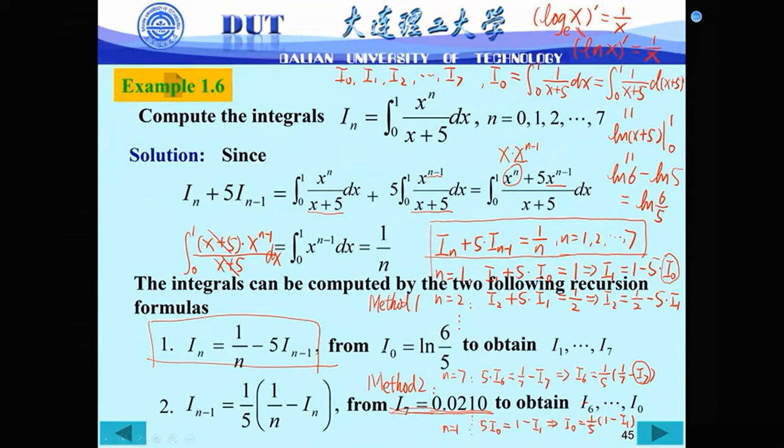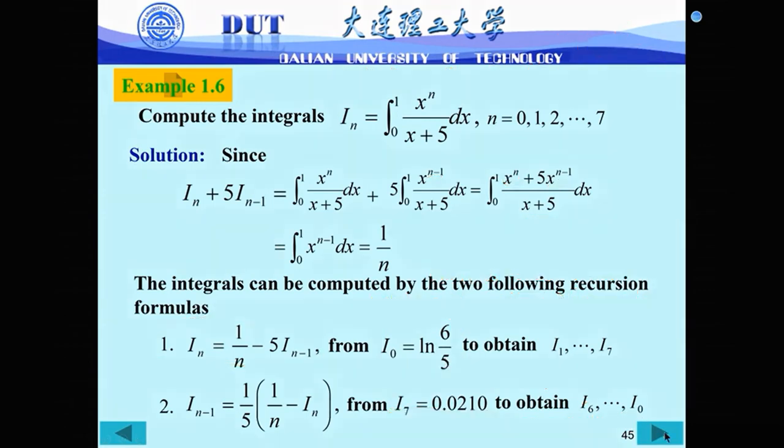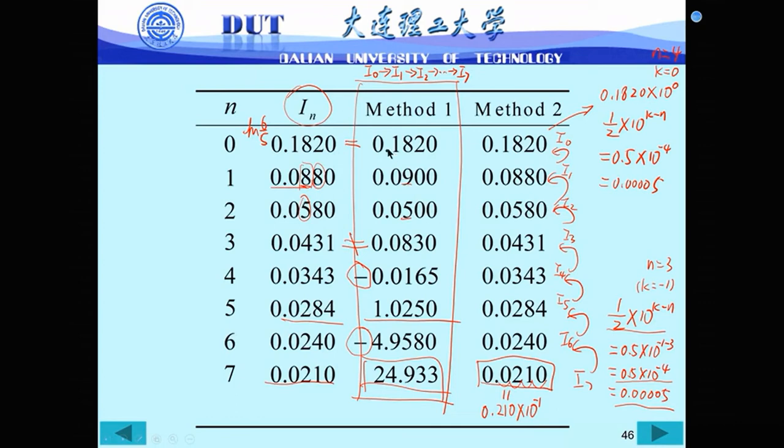Here, for example, I0, the exact value, is ln 6 over 5. It is an irrational number. But here, by method 1, we input I0 as 0.1820. This is just a float number, so we have error. If we denote E0 as I0 minus I0 bar, where I0 bar means the numerical number, it is ln 6 over 5 minus 0.1820.